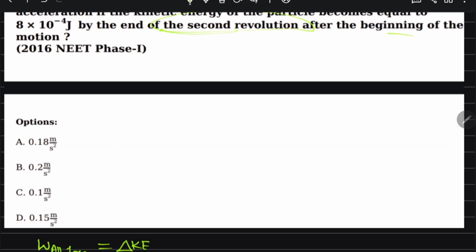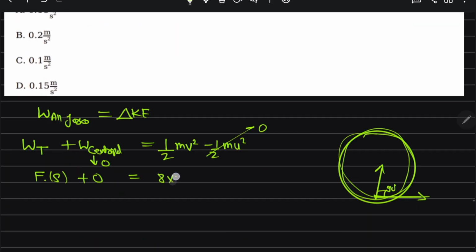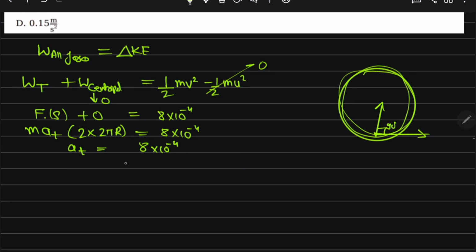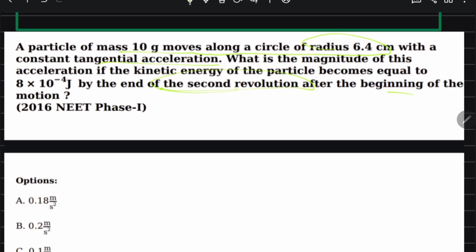And final kinetic energy is 8 into 10 to the power minus 4. So force is mass into tangential acceleration, and displacement is 2 into 2 pi r, which equals 8 into 10 to the power minus 4. So for tangential acceleration, it is 8 into 10 to the power minus 4 divided by mass into 4 pi r. And what is the mass they have given?